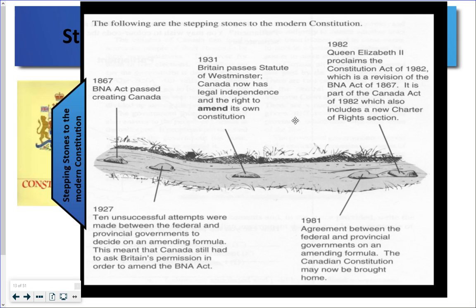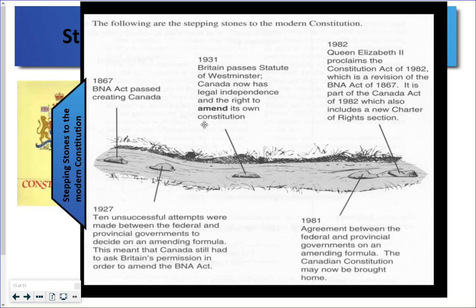By 1931, Britain passes the Statute of Westminster. Canada now has legal independence to amend its own constitution and to have control of its foreign affairs. 1981, so another 50 years had passed, agreement between the federal and provincial governments on the amending formula. So now they finally figured out how they could amend the formula without having to go through Britain. The Canadian Constitution can now be brought home.